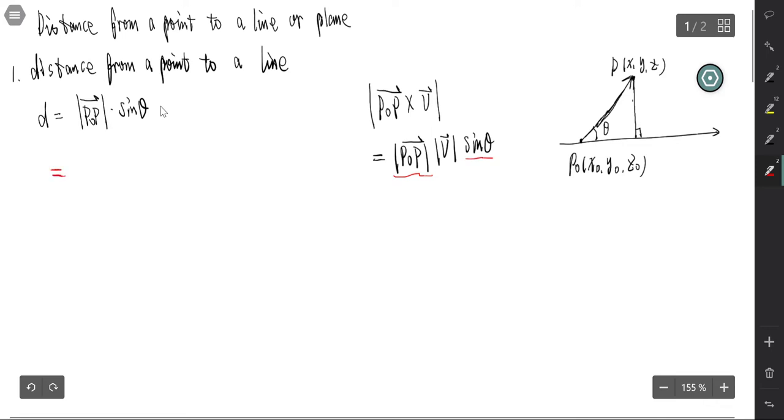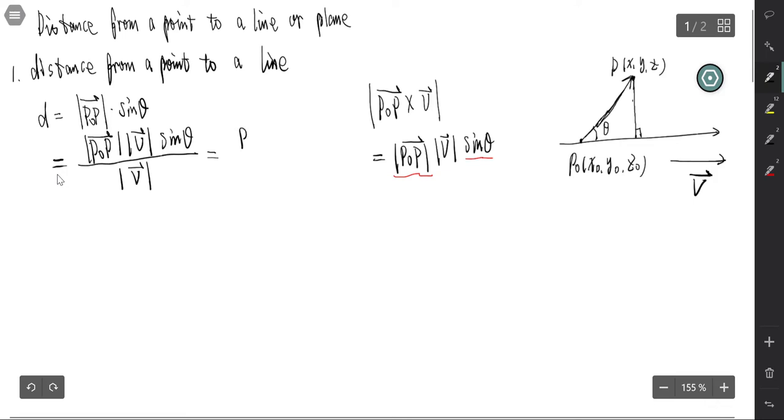If we multiply by the length of V, where V is the direction vector of the line, we get the length of P naught P times the length of V times sine theta, then divide by the length of V. So now the numerator is the length of P naught P cross V, divided by the length of V. That's the distance from a point to a line.